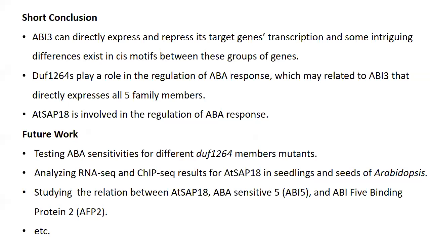And also, as I said, CEP18 is involved in the ABA response. But the question is, between ABA and CEP18, there are many things that happen. Like what's the pathway? How are they involved in the ABA response? After I did the RNA sequencing, I have some candidate genes like ABI5 and AFP2. I would like to know the relationship between CEP18 and those candidate genes.